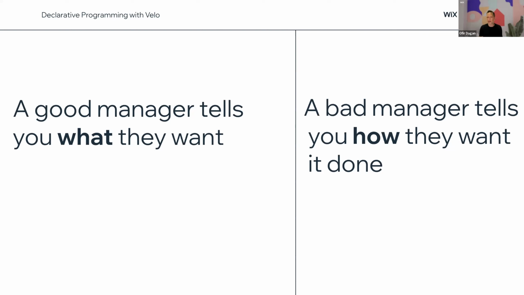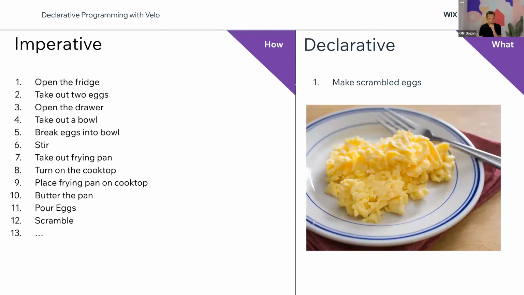I'll try to give another example. Let's talk about scrambled eggs, okay? So we have the how part, which is also named the imperative part. I can tell you, okay, Grace, can you please open the fridge, take out 2 eggs, open the drawer, take out the bowl, break the eggs into a bowl, and so on and so forth, right? I can also ask Grace, can you please make scrambled eggs? And that's the focus on the what, right?